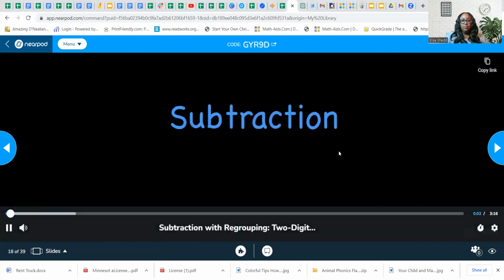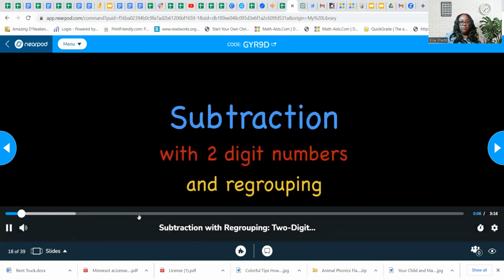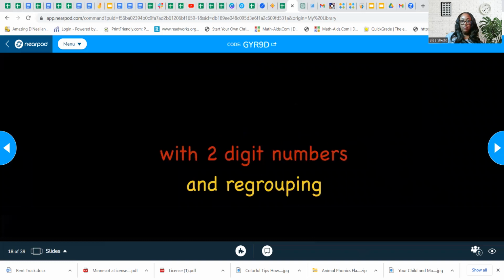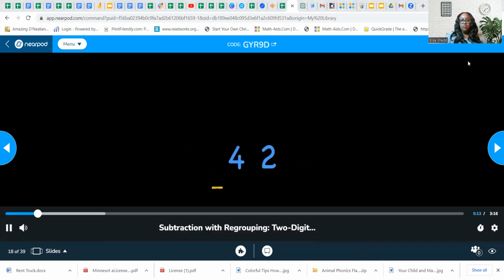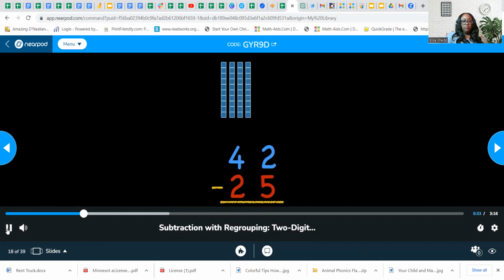Hi everybody, today we're going to talk about subtraction with 2-digit numbers and regrouping. So let's get started and look at a real subtraction problem. Let's say that we've got the number 42 minus 25. Now, before we get started, let's make a drawing of the number 42 so that it's a little easier to see what we're doing. So if we want to draw the number 42, how many tens are there? There are 4 tens, so let's draw them. 1, 2, 3, and 4.